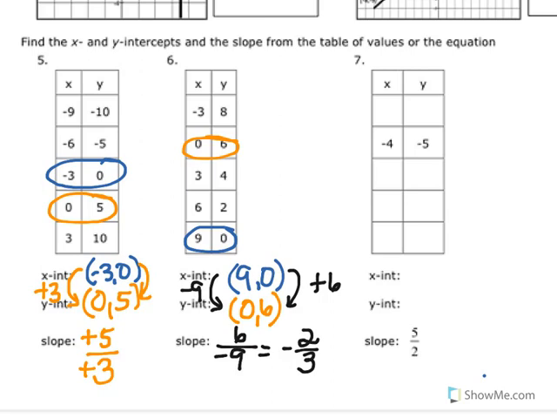Now I want you to notice that it doesn't matter which 2 points you pick in the table to get the slope. I just used the intercepts down here to figure out the slope. This was a plus 6 minus 9 and got negative 2/3.